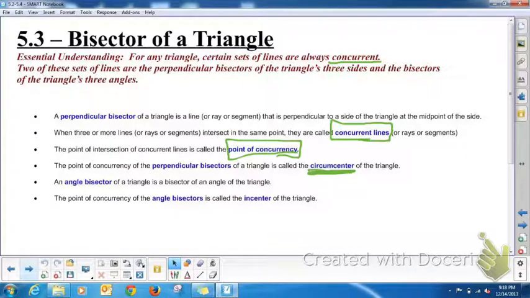It's not essential that you memorize these names, but it's important that you understand what a perpendicular bisector is and what an angle bisector is. Angle bisectors of a triangle, they bisect angles of a triangle. Their point of concurrency is known as the incenter. So angle bisectors are at the incenter, perpendicular bisectors are at the circumcenter.